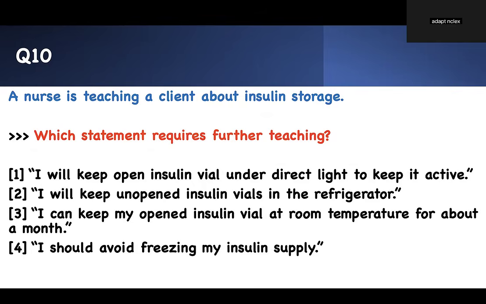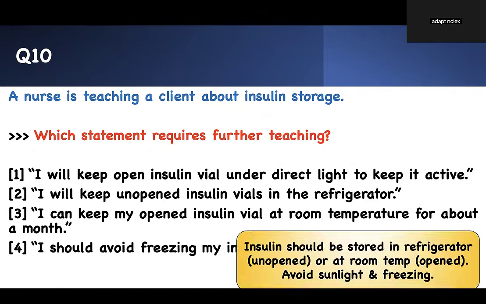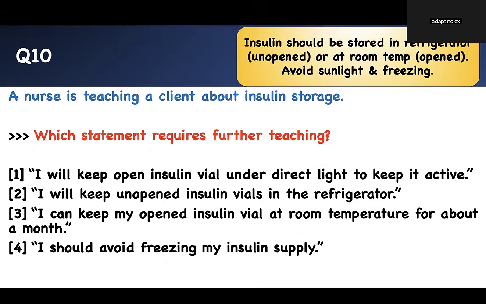There's a concept associated with insulin storage, and this is it. Insulin should be stored in the refrigerator if it's not open. If you open it, keep it at room temperature, and it can last for 30 days. You should avoid sunlight and freezing. Therefore, which one needs further teaching? I will keep an open insulin vial in direct light to keep it active.